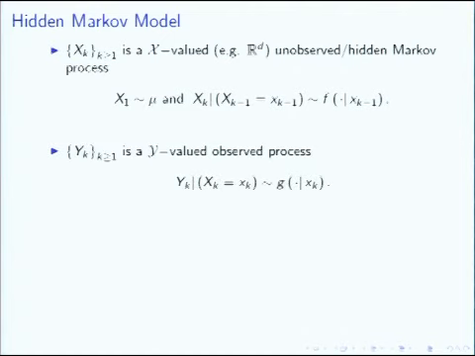And this process is observed indirectly through another process Y, which is calligraphic Y valued. And the important point here is that the distribution of the random variable Y_k is entirely determined by just what the state X_k is at time k. And this is the distribution from which it's drawn.